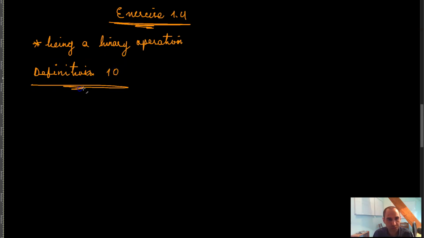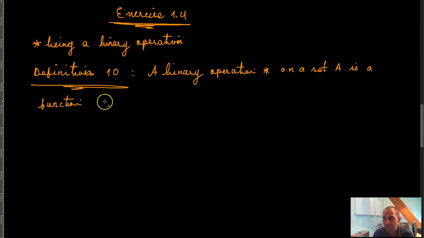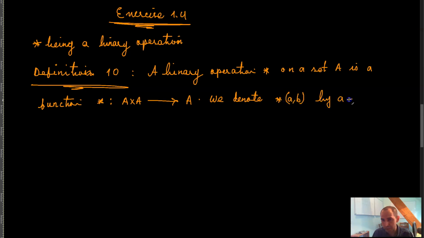So definition number 10: we said that a binary operation star on a set A is a function star from A times A, which is the Cartesian product of A and A, to A. And we said that we denote star of A comma B by A star B, right?